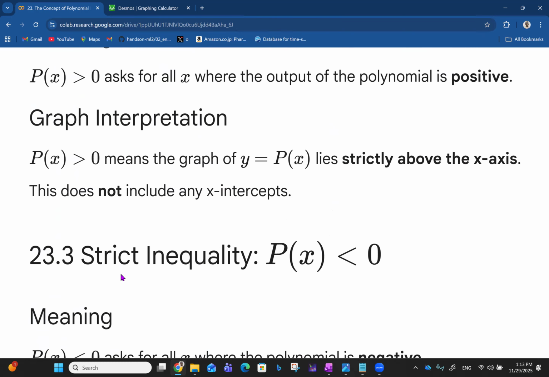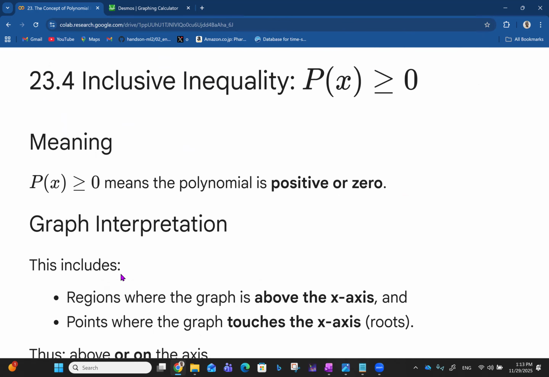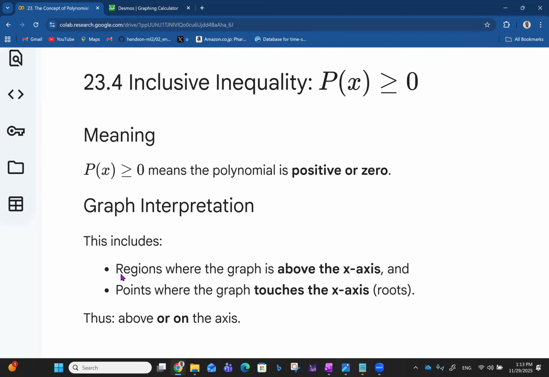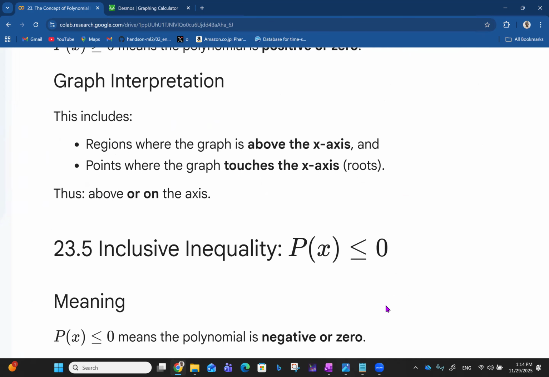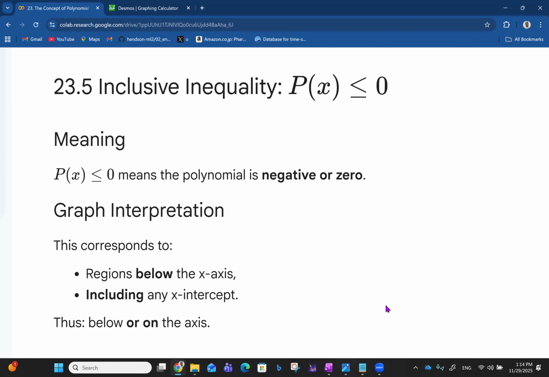Apart from the strict inequalities, we also have inclusive inequality, like P of X greater than or equal to 0. It is inclusive because there's a possibility of equality. The meaning is that the polynomial is positive or 0. So the graph interpretation includes regions where the graph is above the x-axis and points where the graph touches the x-axis, which are the roots. Thus, we have above or on the axis. Now, another inclusive inequality is that P of x is less than or equal to 0.